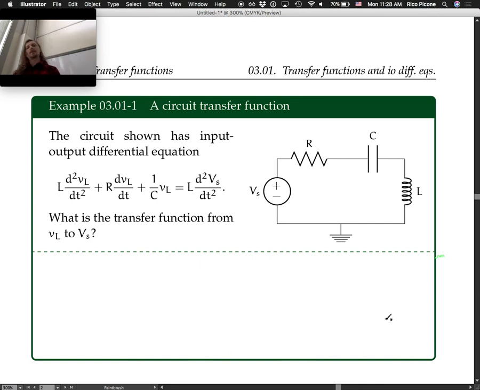What is the transfer function from VL to VS? Look at how small the solution box is. We're not going to do any work besides just write down the answer. It's ridiculous. Now, I will say this. If you're on an exam and you're not feeling confident, write down a step in between.